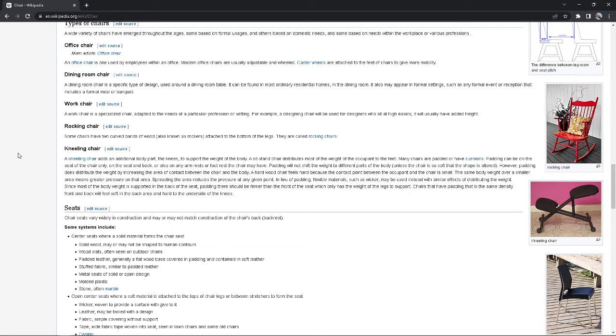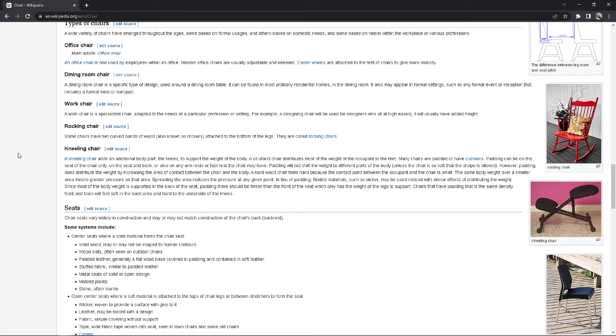Padding will not shift the weight to different parts of the body, unless the chair is so soft that the shape is altered. However, padding does distribute the weight by increasing the area of contact between the chair and body. A hardwood chair feels hard because the contact point between the occupant and the chair is small. The same body weight over a smaller area means greater pressure on that area. Spreading the area reduces the pressure at any given point. In lieu of padding, flexible materials such as wicker may be used instead with similar effects of distributing the weight.